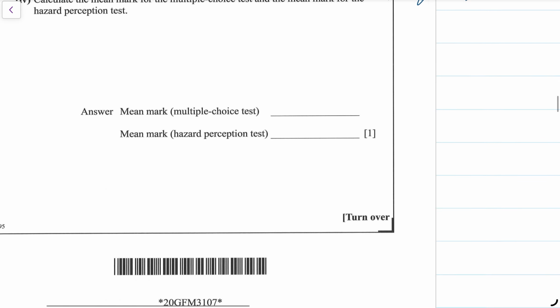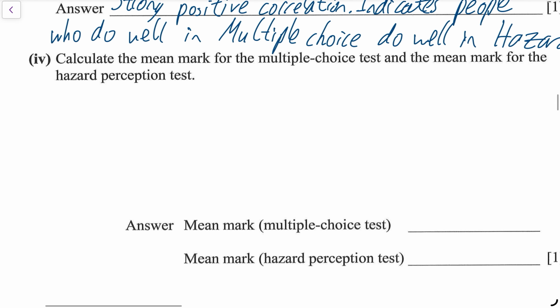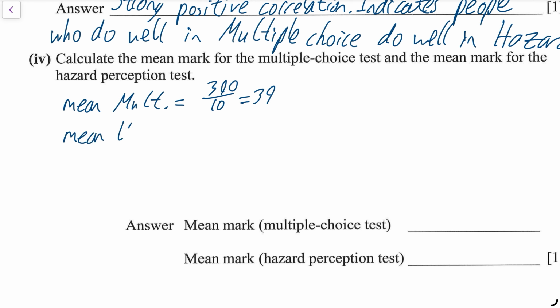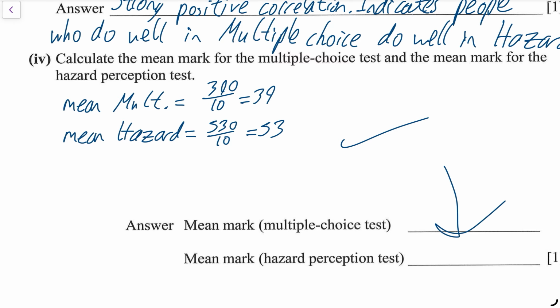So for our working out for this one, we'll say the mean for the multiple is, when you added those up, I got 390, and then divided by 10, that's 39. The mean for the hazard, it's 530, and then divided by 10, which gives me 53. And obviously you put those in here. I am whizzing through this, I'm not going to bother. That's where you're going to get.